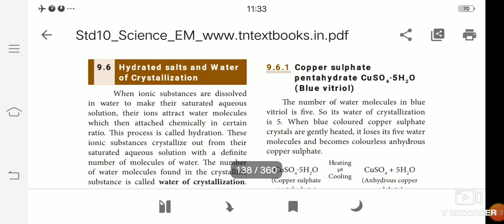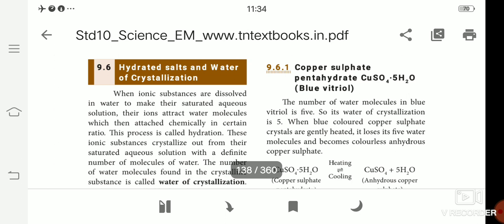So the next topic is hydrated salt and water of crystallization. That means you take an ionic substance. The ionic substance means sodium chloride, NaCl. Na has a positive charge and Cl has a negative charge.